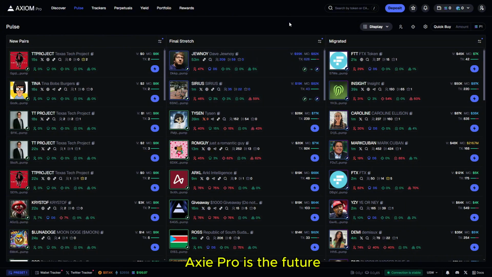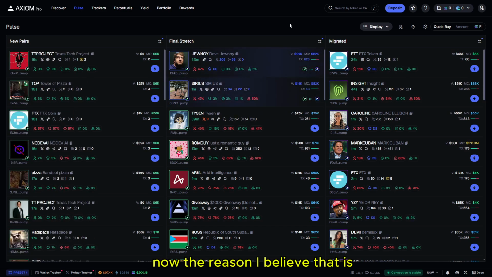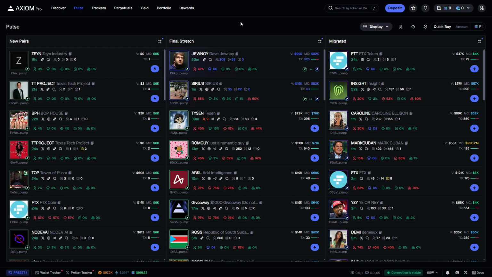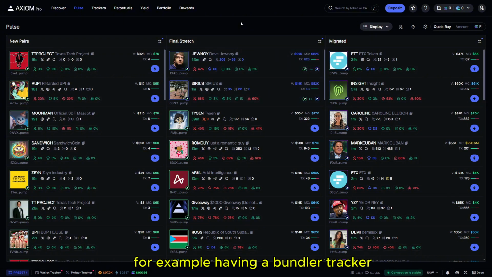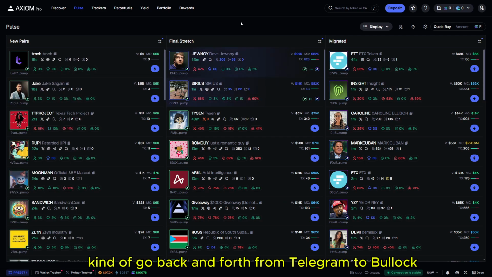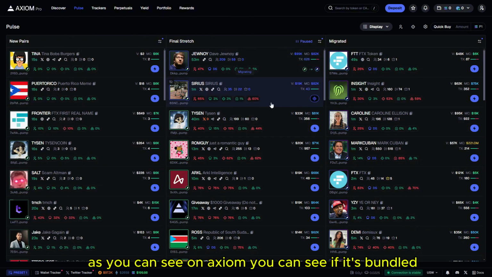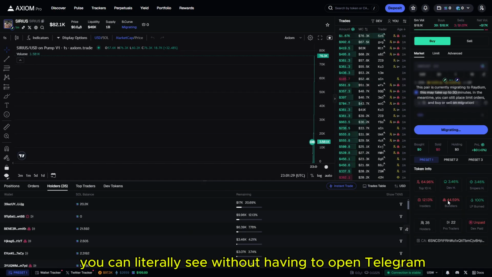Axiom Pro is the future, I believe, for trading meme coins. The reason I believe that is I think Axiom Pro has a lot better features than Bullex does, or even PumpFun. Some of the tools that I used, for example, having a bundler tracker, which I'd have to open Telegram and go back and forth from Telegram to Bullex to see if it's bundled. Well, as you can see on Axiom, you can see if it's bundled, literally without having to open Telegram.